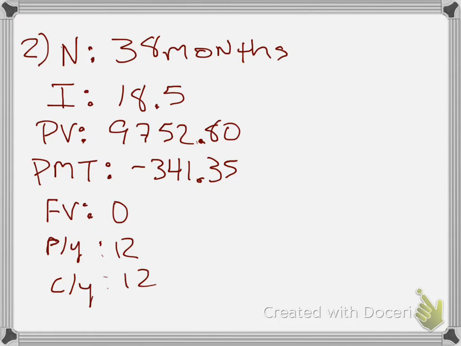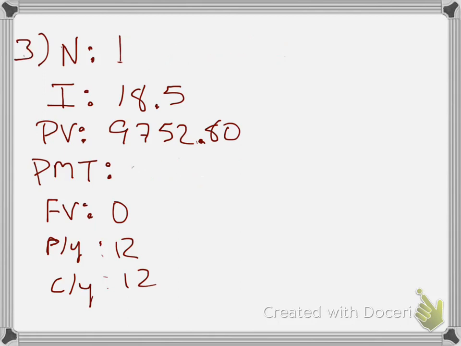Now the next part says if he wants to pay off the card in 18 months, what would his payments be? So what you want to do here is change the N to 18 and then find the PMT. Notice how everything else stayed the same, and we changed the N to 18 and got a PMT of $624.61.